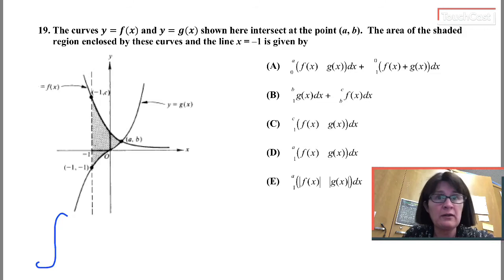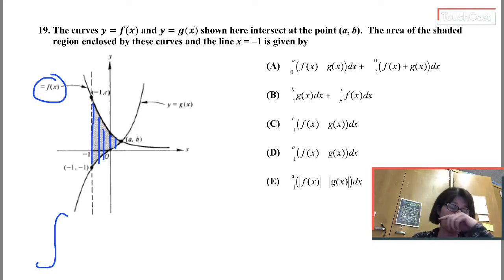Well, double check. Could you draw in vertically oriented rectangles? Does the top always touch the top curve, which in this case is F? And the bottom always touch the bottom curve, which in this case is G? Seems to me that that is the case, which means we're going to be able to write an integral with respect to X. We're going to integrate from left to right, top minus bottom.